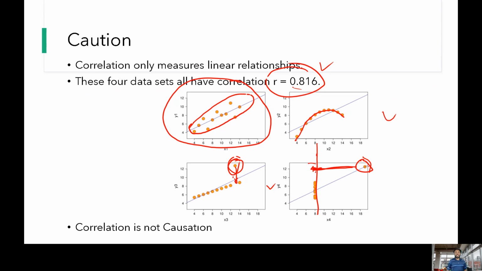So correlation, as we said, does not imply causation. That's pretty much the whole concept of correlation.